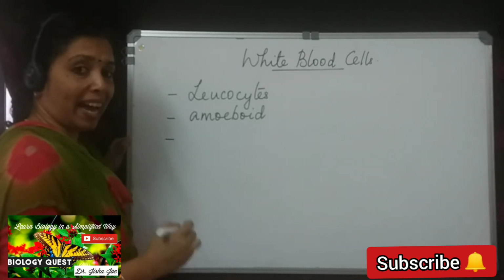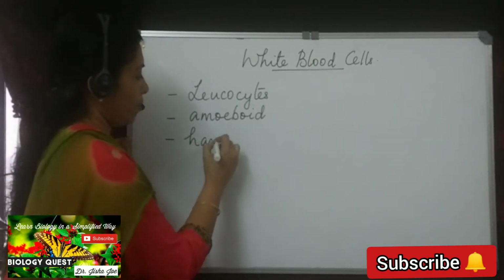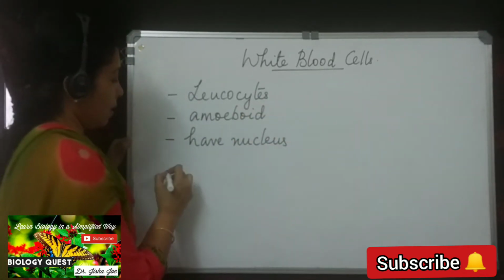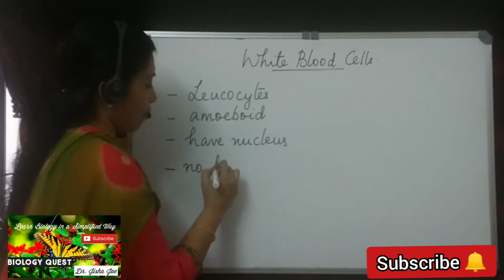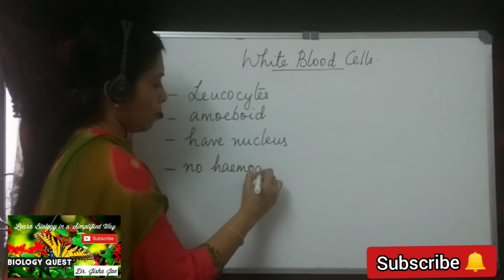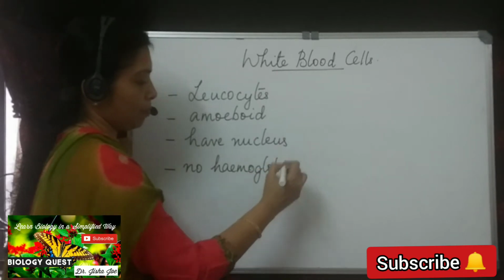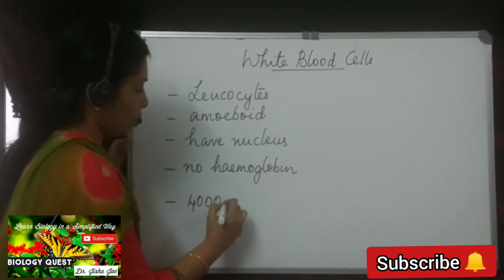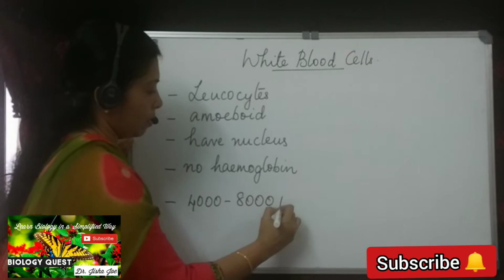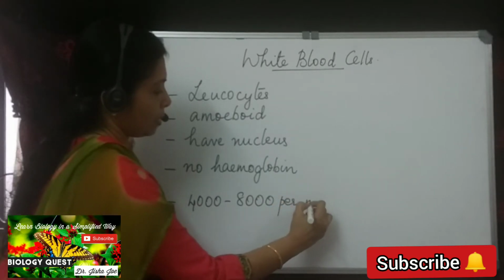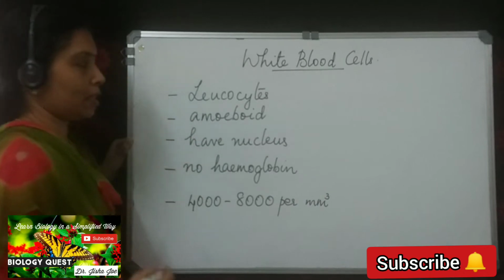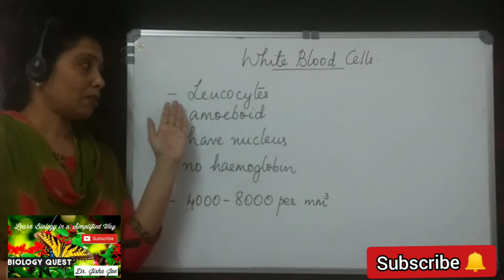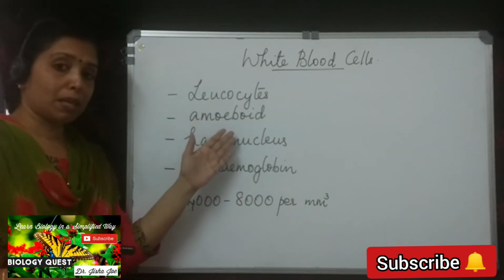Next point, they have a nucleus. The WBCs have nucleus. But they do not have hemoglobin. Hemoglobin is absent in WBCs. And their number is from 4,000 to 8,000 per cubic millimeter of blood. So these are the important features that we should know about the WBCs. WBCs are otherwise called as the leukocytes. They are amoeboid in shape.